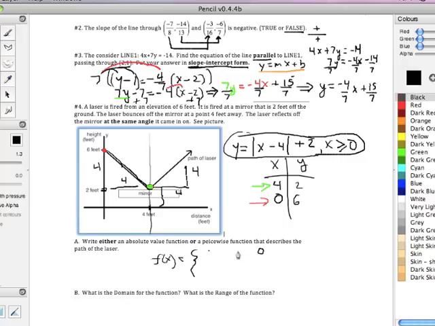So let's do this for x from 0 to 4. It's this line. It's got a -1 slope, so it's -x plus 6. And then from here forward, if you extended this line back, you can kind of count it out, it would go through -2. It would be x minus 2 for x greater than 4.